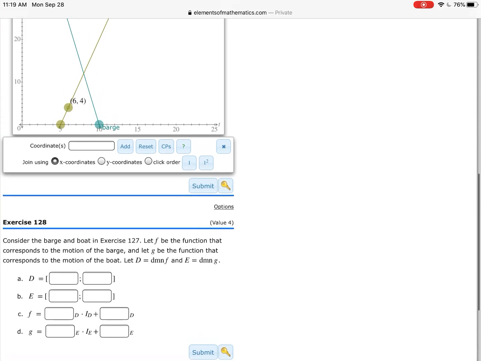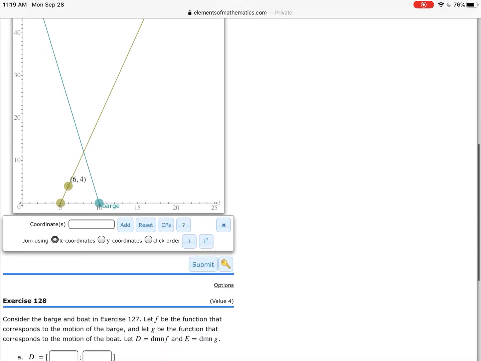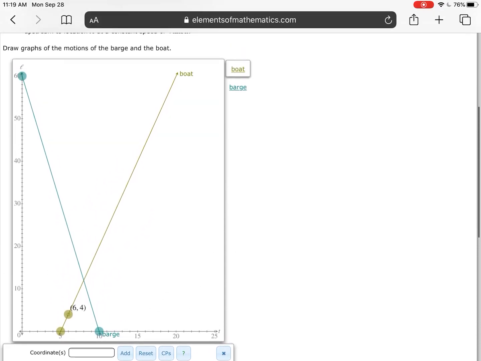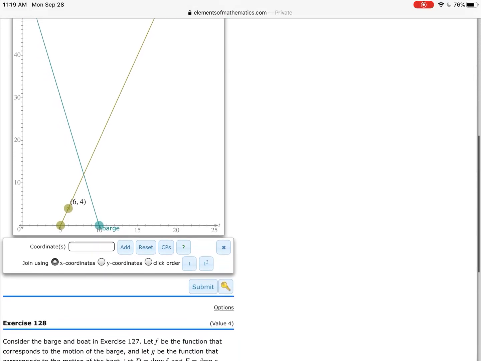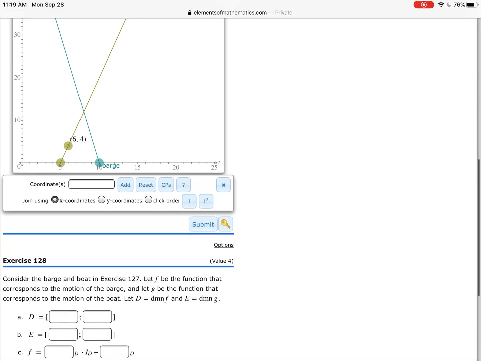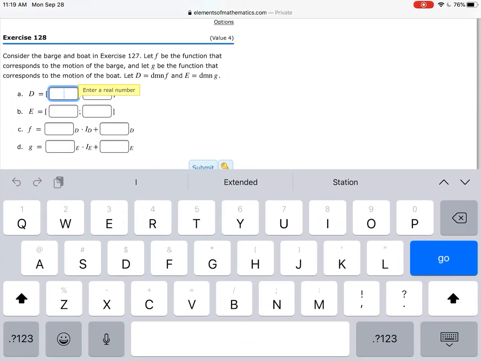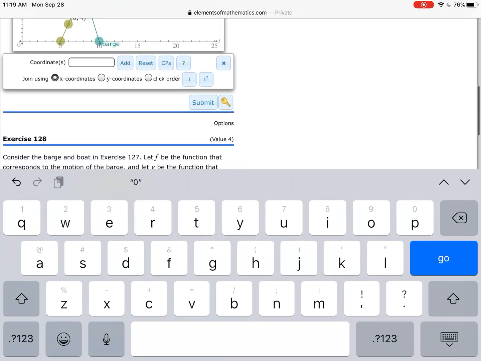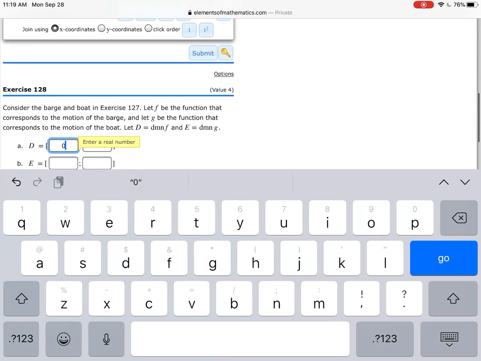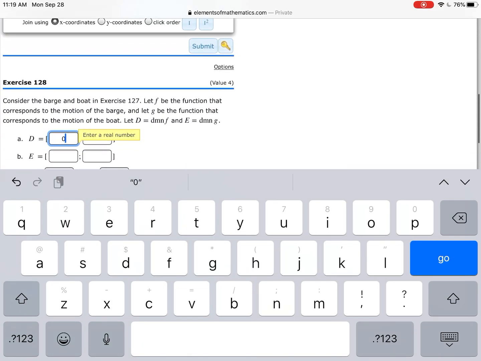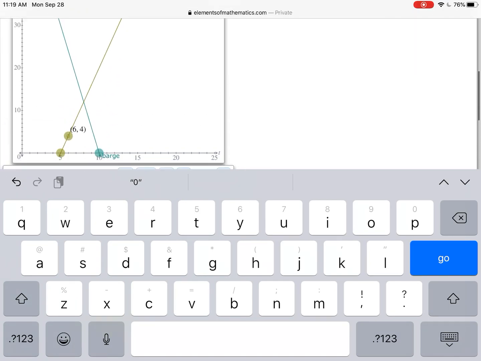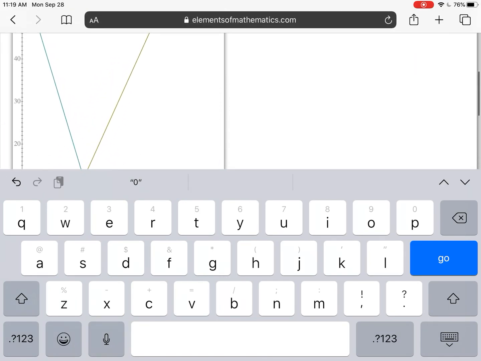Please note the domain. If the domain of f, now remember f is going to be the function that corresponds to the barge, and that's our blue one here. So as we're doing the barge, that's the domain. Remember, it's going to start at 0. So the domain of G, if G is going to be the boat, where does that start? Makes sense.